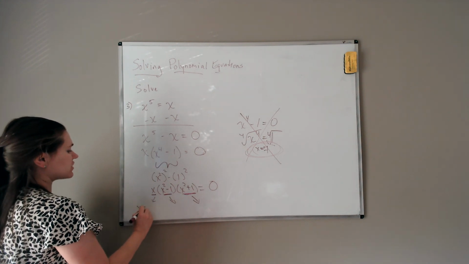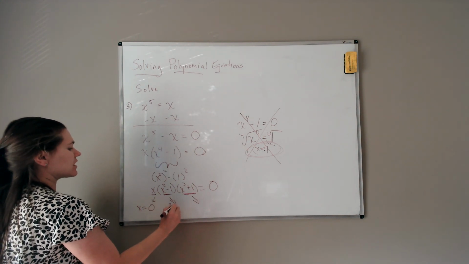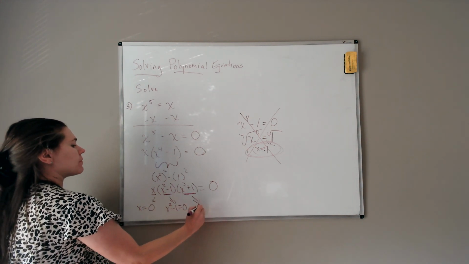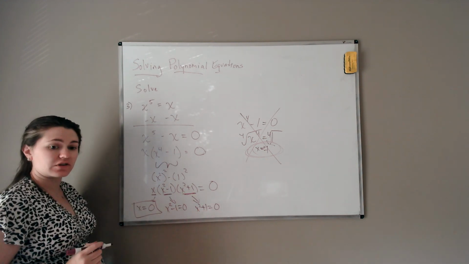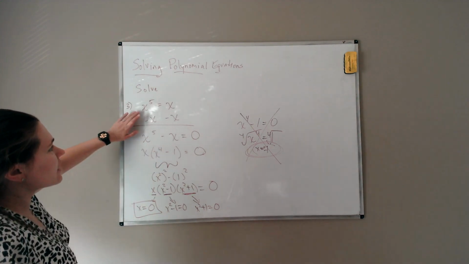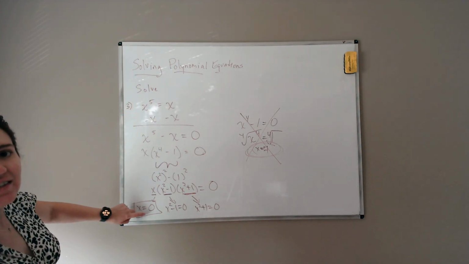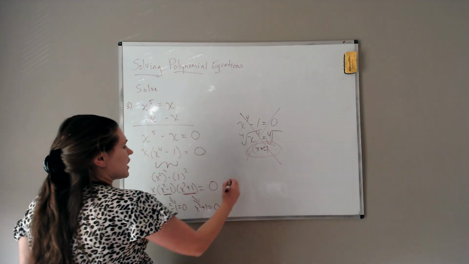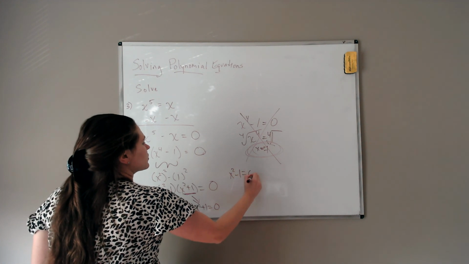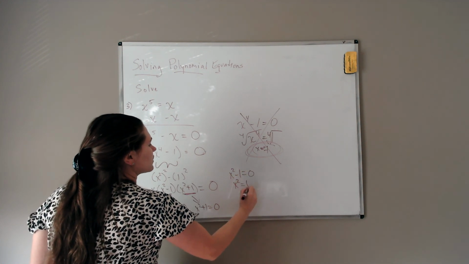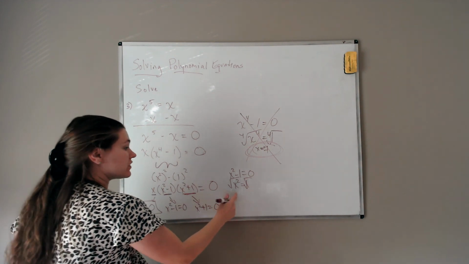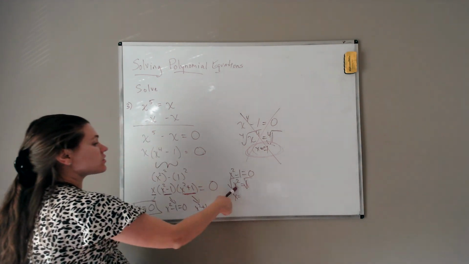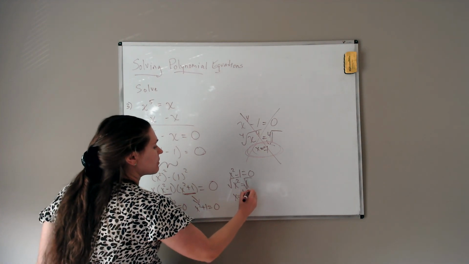So what makes x equal 0? What makes x squared minus 1 equal 0? And what makes x squared plus 1 equal 0? Well, what makes x equal 0 is 0. That's why you never divide by x. That means that 0 is a solution. Now, what makes x squared minus 1 equal 0? Well, add 1 to both sides. And do we have a square root property? Yes, we do. Because this is only 2 answers. This is plus or minus 1.